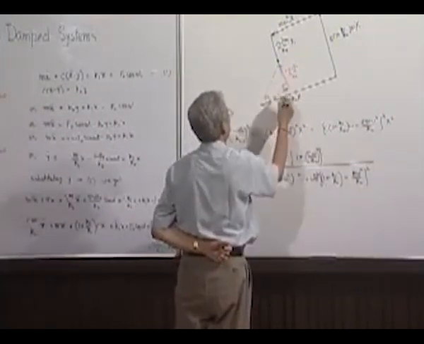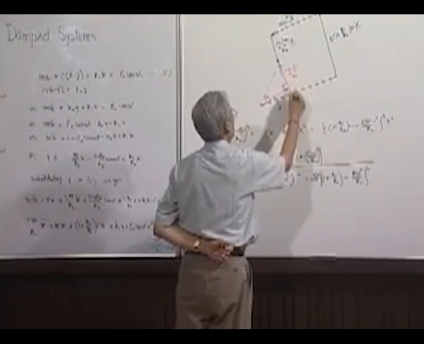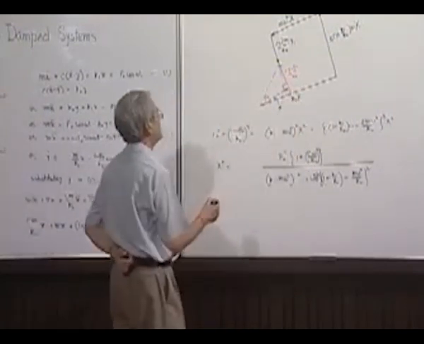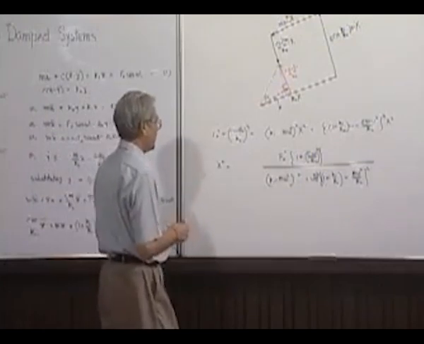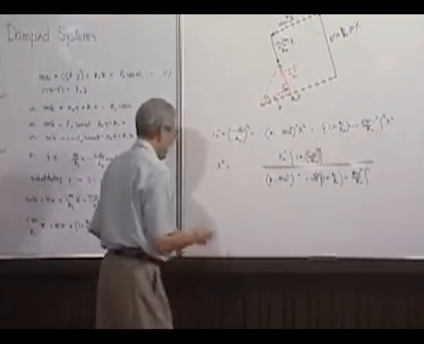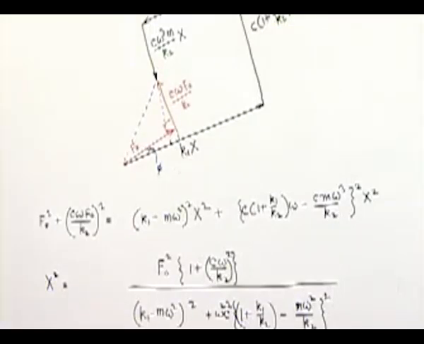Tan phi is going to be this divided by this. That also can be found out. So without going into the further details, I will give you the answer.